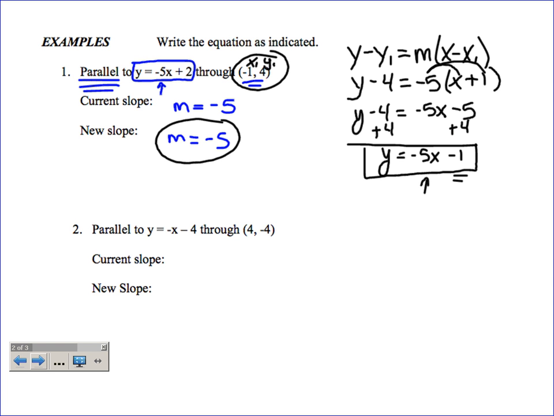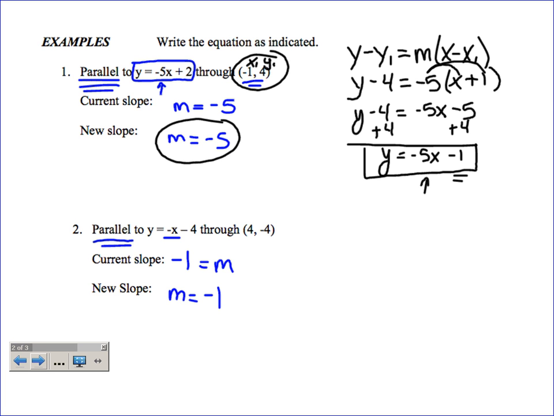Okay. Number 2, it's pretty similar to this. It says a line that's parallel to this line, and it goes through this point. So we'll identify the slope. The slope is not negative x. Instead, it's just the coefficient. It's negative 1. We should probably say m equals negative 1. The new slope, since this is parallel, is going to be the exact same slope, so m equals negative 1.